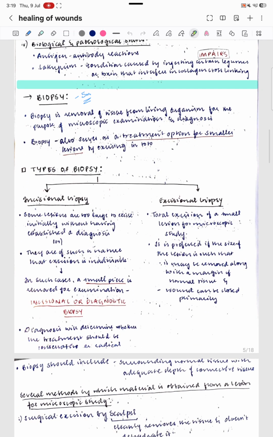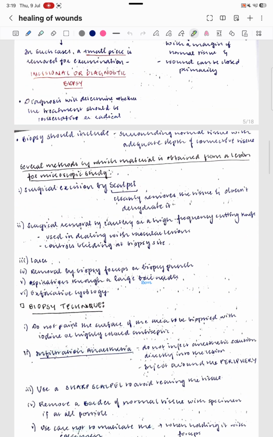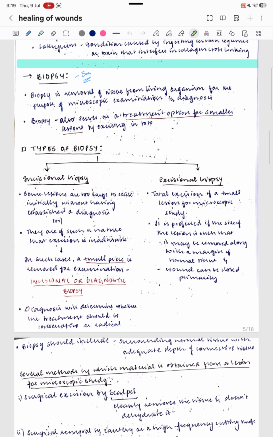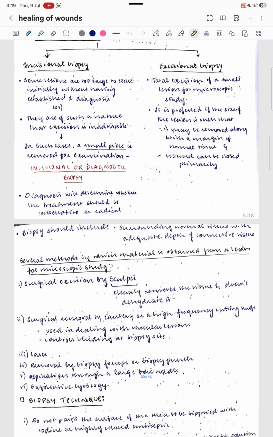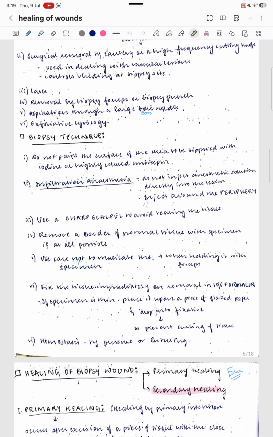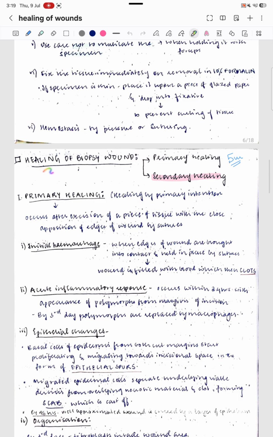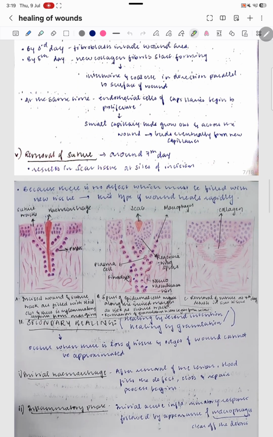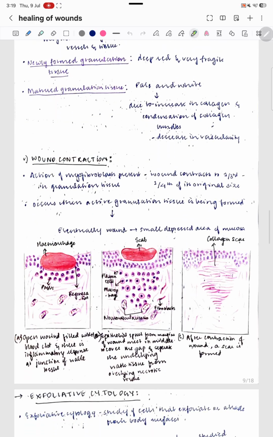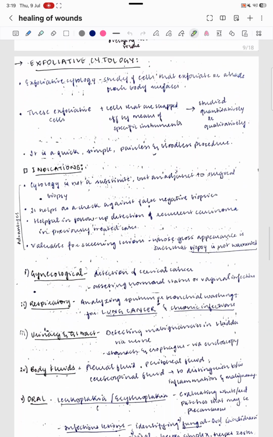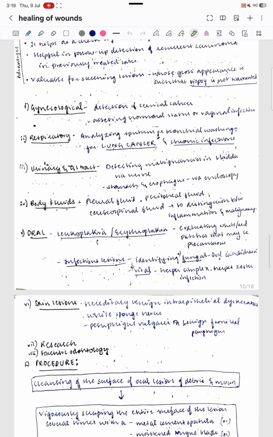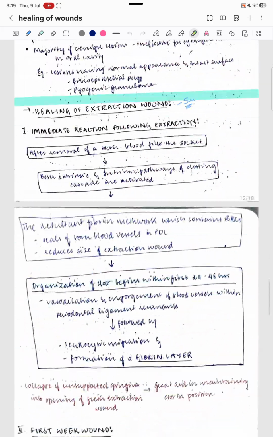Now coming to another very important topic, that is biopsy. In biopsy we are going to discuss the types of biopsy. That is very important, incisional and excisional biopsy. Then how biopsy is done we are going to discuss. After that, which is a new topic, the healing of biopsy wound: how biopsy is taken, and then how the wound of the biopsy from where it has been taken heals. Okay, so that is secondary.